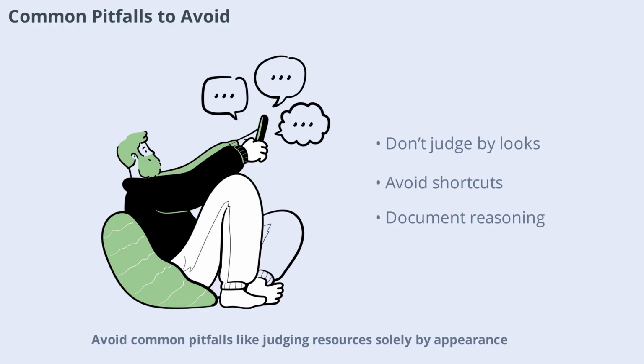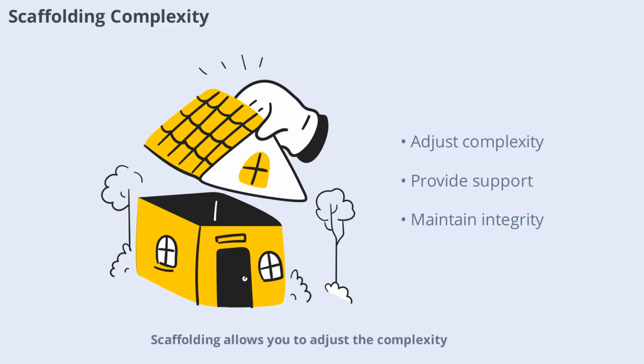Avoid common pitfalls like judging resources solely by appearance, relying on popularity, or skipping the verification step. Always use your evaluation criteria and document your reasoning. This approach helps you avoid mistakes and ensures high-quality instruction. Scaffolding allows you to adjust the complexity of resources without diluting the core concept. Provide support where needed, such as glossaries, guiding questions, or step-by-step instructions. This ensures all learners can access challenging material.